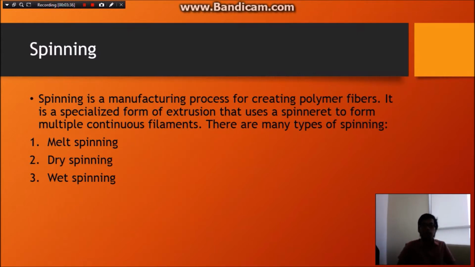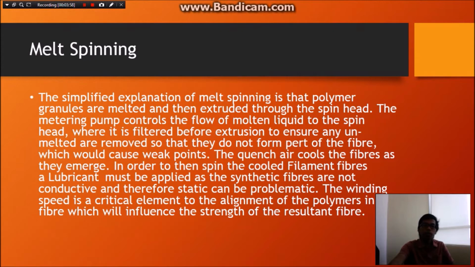And next, we have a spinning process. Spinning is a manufacturing process for creating polymer fiber. It is a specialized form of extrusion that uses a spinneret to form multiple continuous filaments. There are many types of spinning. First is melt spinning, second is dry spinning, and third is wet spinning.